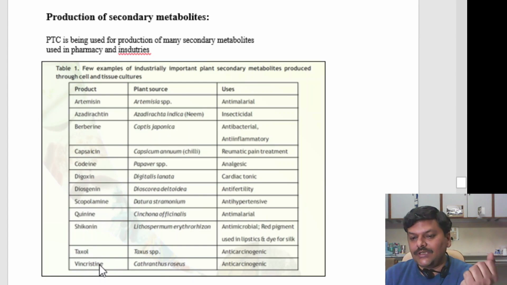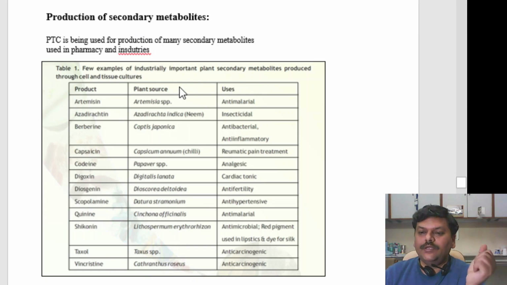Vincristine is an anti-cancer drug. It is found in Catharanthus roseus, a popular plant which we find in our homes, called Sadabahar in Hindi. But to produce vincristine, we need hundreds and hundreds of Catharanthus roseus plants. But if we can establish a plant tissue culture method, or make callus or organs inside plant tissue culture vials even in a limited space, we can have an indefinite supply of vincristine through plant tissue culture.